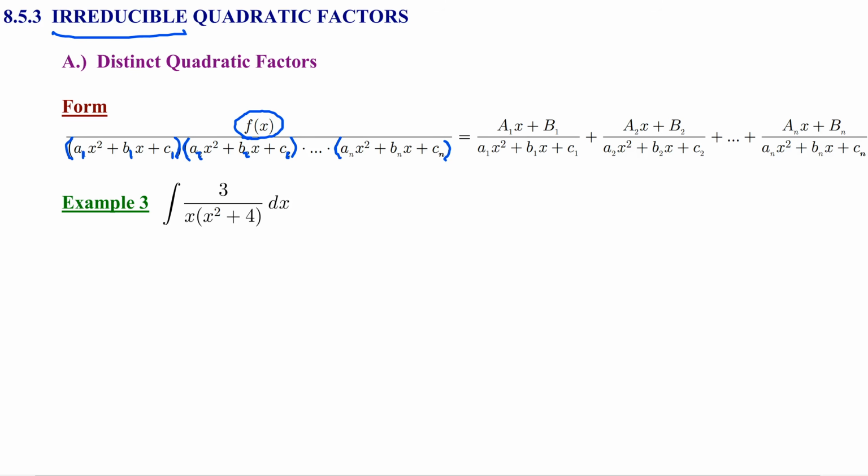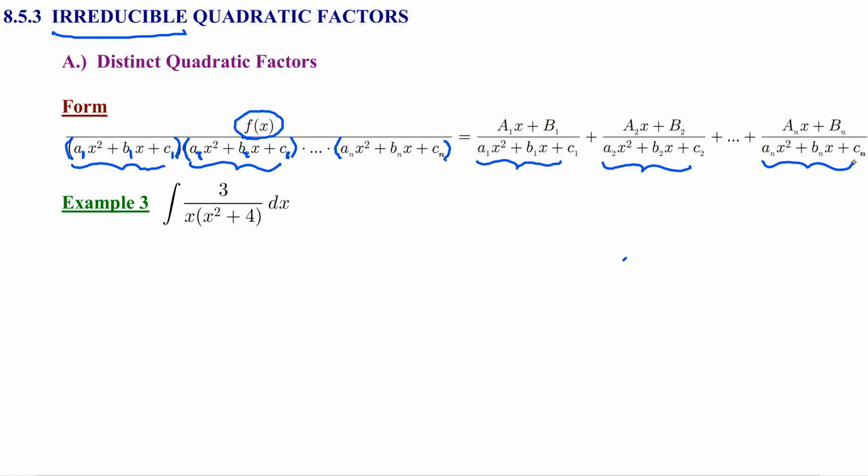Now, for each quadratic factor in the denominator, we'll need to set up a partial fraction. So notice my first irreducible quadratic factor here looks like this. That's going to be my first denominator. The second irreducible quadratic factor, if I have another one, that's going to require another partial fraction. And we're going to repeat this for however many quadratic factors we have in the denominator.